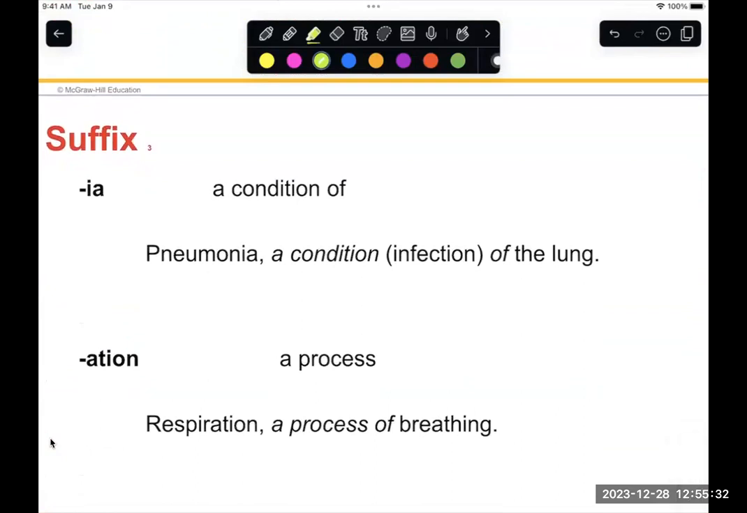So a suffix that starts with a vowel, such as this ia, this means a condition of. So pneumonia is a condition or infection of the lung.